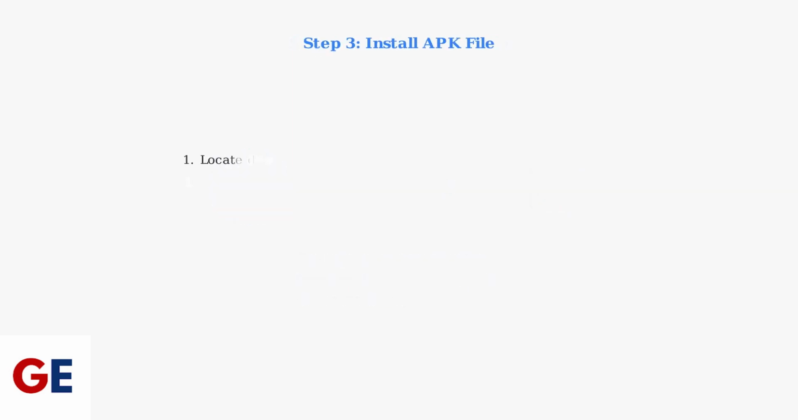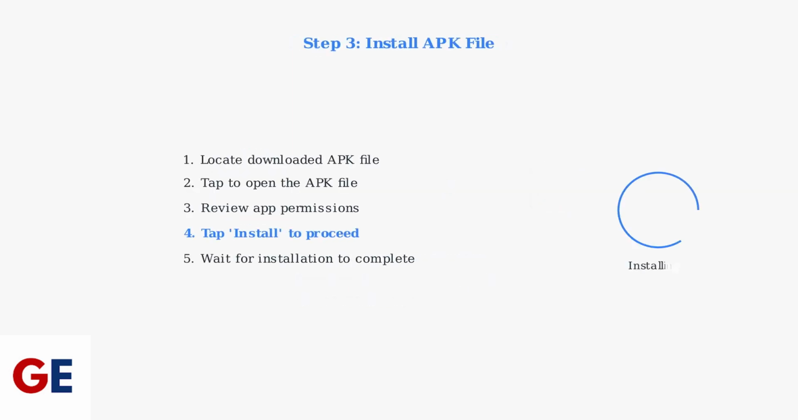To install the APK file, locate it in your Downloads folder and tap to open it. Review the app permissions carefully, then tap Install to proceed. The installation process will begin automatically and complete within a few moments.